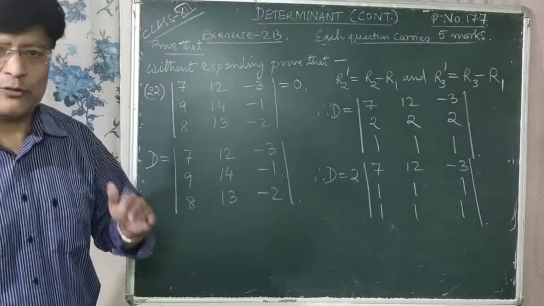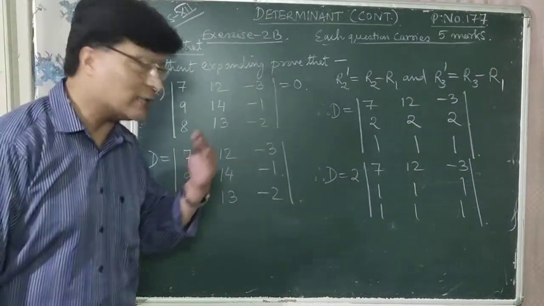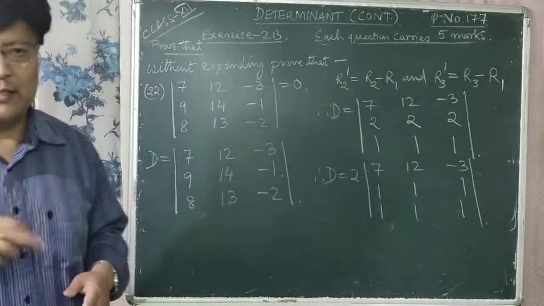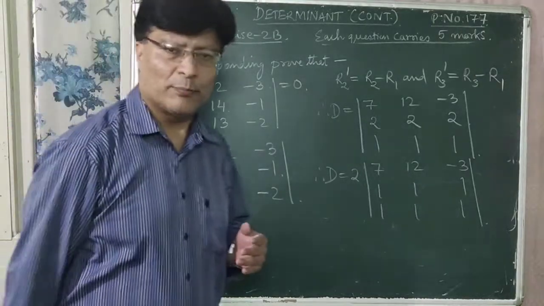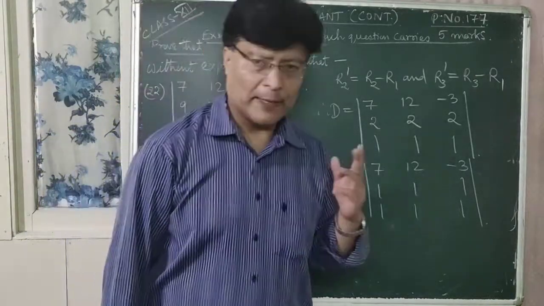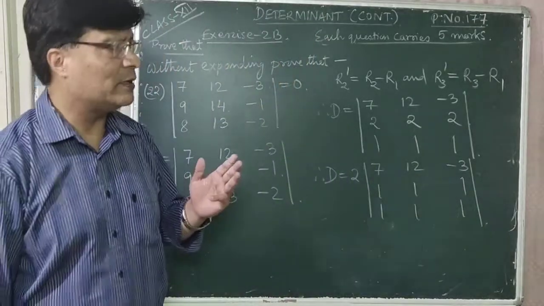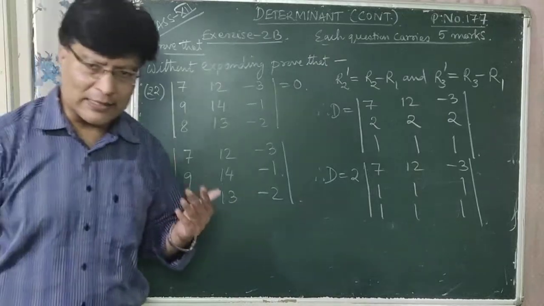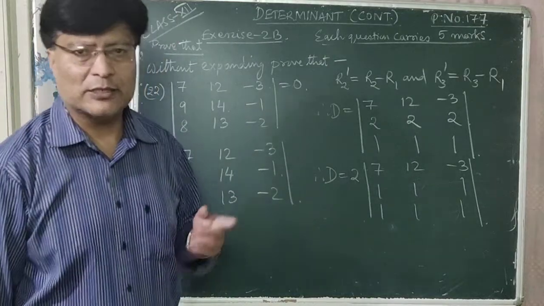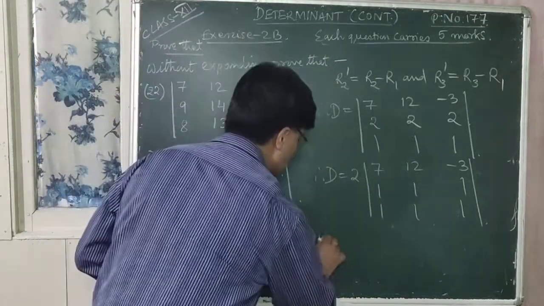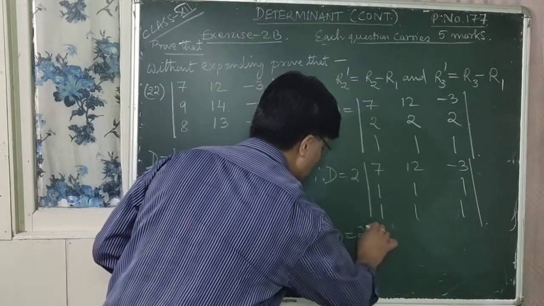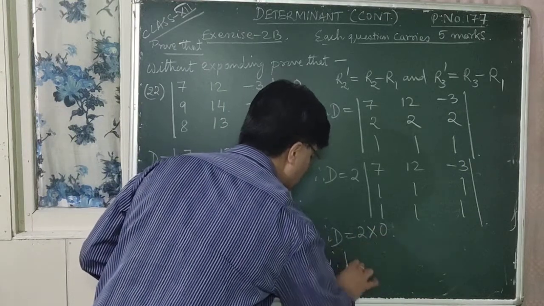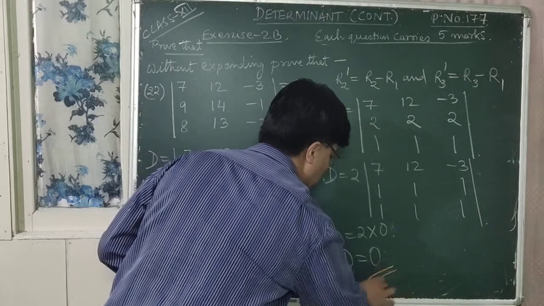That is second row and third row are identical. So what can you say about the value of the determinant? It is 0, because from the properties of determinant, in the third property we have if 2 rows or 2 columns of a given determinant are identical, then the value of the determinant is always 0. So therefore D is equal to 2 into 0. What is 2 into 0? That is D is equal to 0.